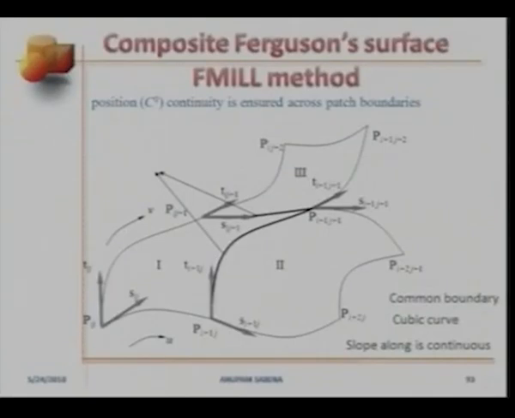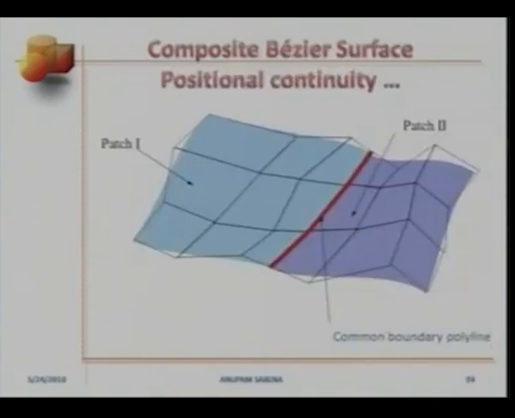In both bilinear and bicubic Coons patches, the basic idea was this: you frame two different surface patches, R1 as a function of two parameters u and v, and R2 as again a function of two parameters u and v, and subtract a surface patch R3, again as a function of u and v, in order to meet the boundary conditions. We then looked into composite Gaussian surfaces using the F-mill method and composite Bezier surface patches.